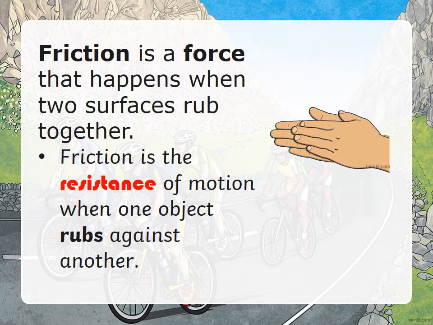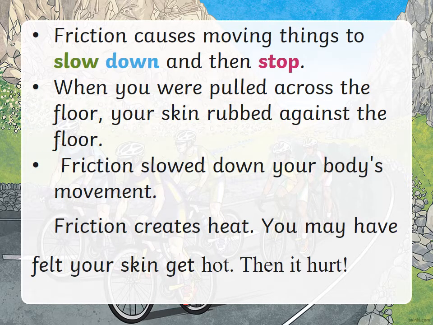Friction is a force that happens when two surfaces rub together. Friction is the resistance of motion when one object rubs against another. Friction causes moving things to slow down and then stop.